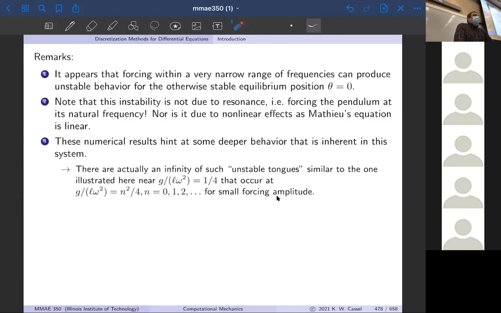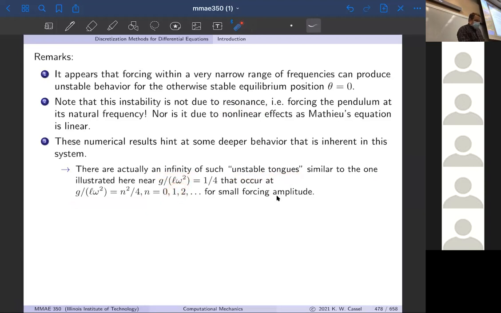It turns out if you do that, and to do that requires some pretty high-level math, graduate level, even PhD-level math, which I won't get into, it turns out there's actually an infinity of tiny little narrow, what we call unstable tongues. So if you think of omega as your parameter and horizontal and A amplitude as your vertical, as you go out from zero, when you get to a quarter, boom, you get this weird behavior. And it turns out at every time g over L omega squared is N squared over 4, where N is an integer, you get another one of those tongues. So the one we were looking at was when N is 1.